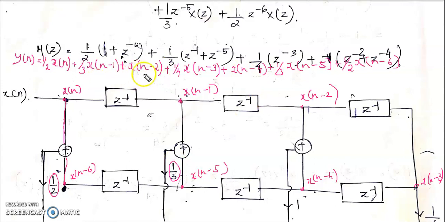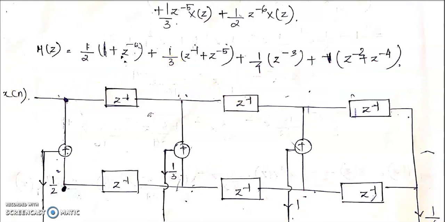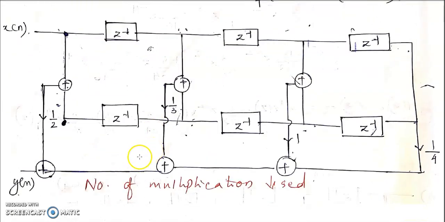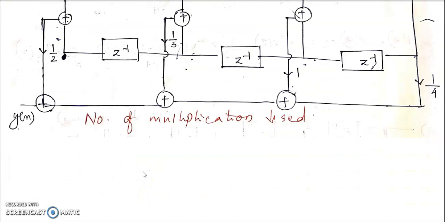Next terms are x of n minus 2 and x of n minus 4. We sum up the terms and multiply by the filter coefficient 1. And finally, x of n minus 3 into 1 by 4. Then we sum up all the terms, and you will get the structure like this. Here the number of multiplications is reduced. That's why we call it efficient realization of FIR structure.